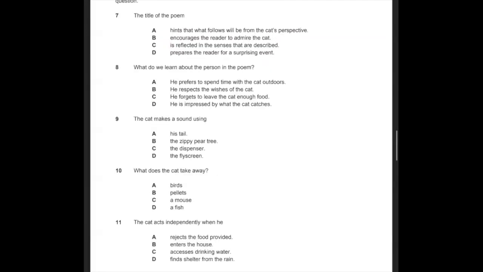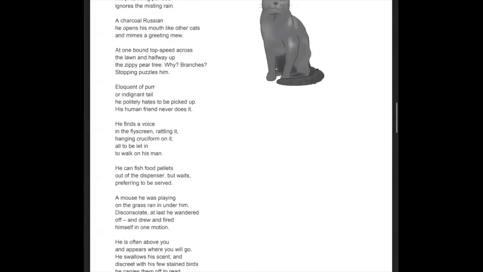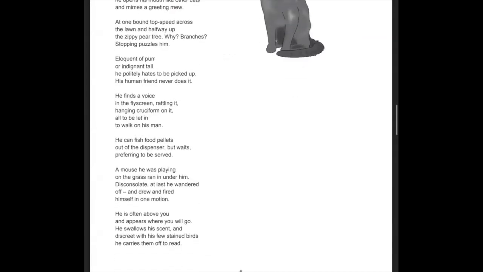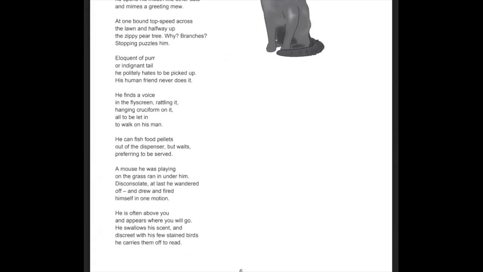All right, this is one of those questions that's tricky because you have to read very closely and carefully and pay a lot of attention to detail on each point. But as you read through, you find out towards the very end, it says he swallows his scent and is discreet with his few stained birds. He's very careful and ginger with his few stained birds, that he carries them off, right? So he basically carries off these birds. He takes them away. And that's why the answer to question 10 is A, he takes away the birds.